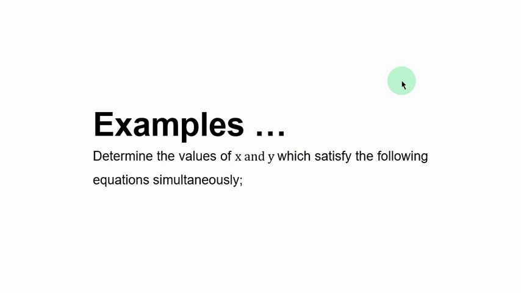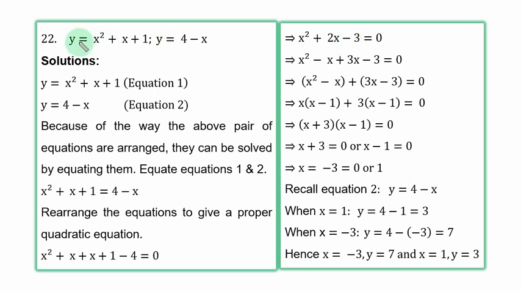Determine the values of s and y which satisfy the following equations simultaneously. So let us determine that. Example 22, we have y equal to s squared plus s plus 1 and y equal to 4 minus s. So the first equation is quadratic because the highest power of s is 2 and the second is linear. So we take y equal to s squared plus s plus 1 as equation 1. Then y equal to 4 minus s as equation 2.